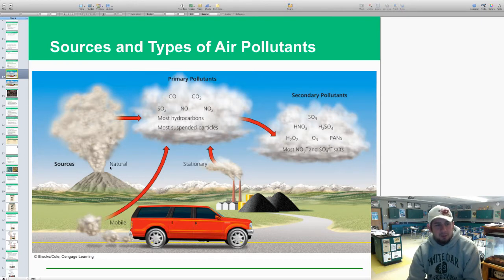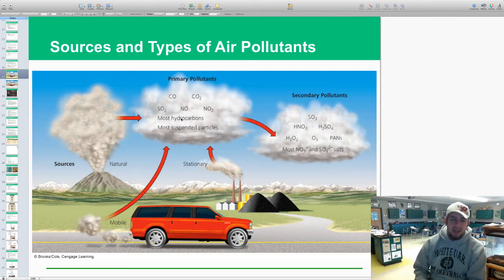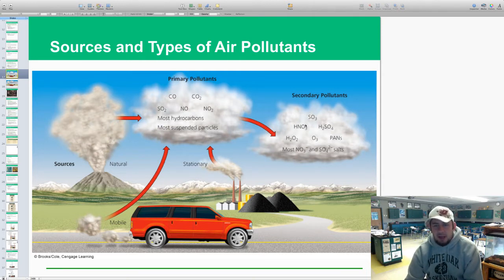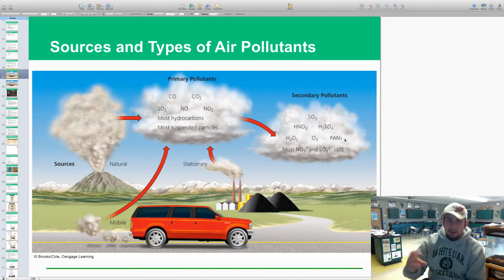First of all, it shows you the different sources: natural, stationary, and mobile. All of them produce these primary pollutants, which are sulfur dioxide, nitric oxide, nitrogen dioxide, carbon dioxide, carbon monoxide, most hydrocarbons, and a lot of different suspended particles that you can inhale and cause problems. When those recombine with the water vapor and the hydrogen in the atmosphere, you get things such as sulfur trioxide, nitric acid, sulfuric acid, a couple of other different things, ozone, PANs. We'll talk about some of those in a little bit and some specific problems that they cause. But those are some of the primary pollutants, and as they recombine, some secondary pollutants in the atmosphere.